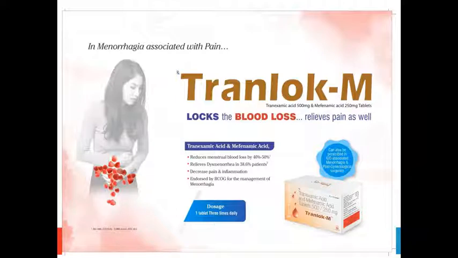Doctor, tranexamic acid and mefenamic acid reduce menstrual blood loss by 40 to 50%. It prevents dysmenorrhea in 38.6% patients. It decreases pain and inflammation, and it is endorsed by RCOG for management of menorrhagia. Doctor, it can also be prescribed in IUCD associated menorrhagia and post gynecological surgeries. Doctor, the dosage for Tranlock M is one tablet 3 times a day.